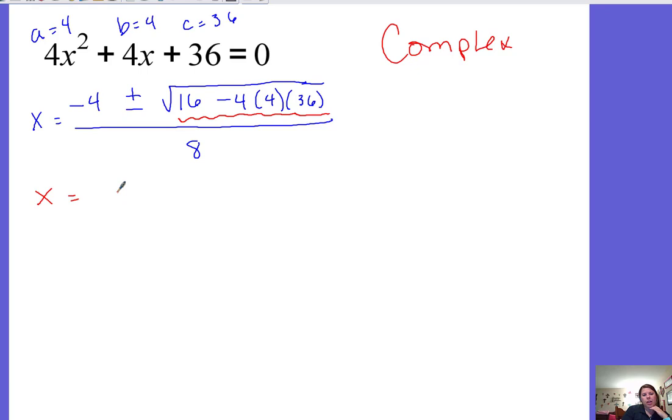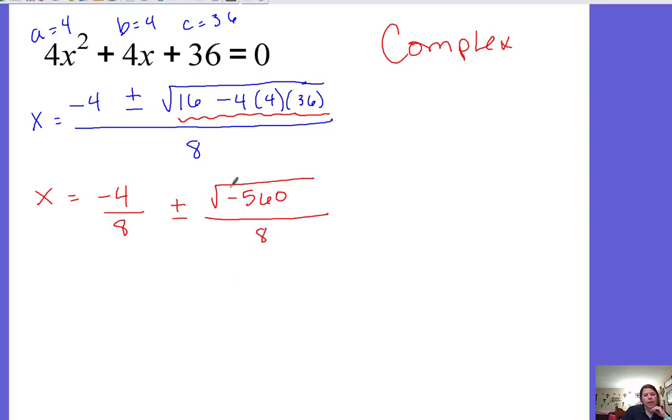And so here we're going to split the fraction into 2 pieces. So 8 is dividing everything. And so we're going to say negative 4 over 8. That's the real portion of my equation, plus or minus the square root of negative 560 all over 8.